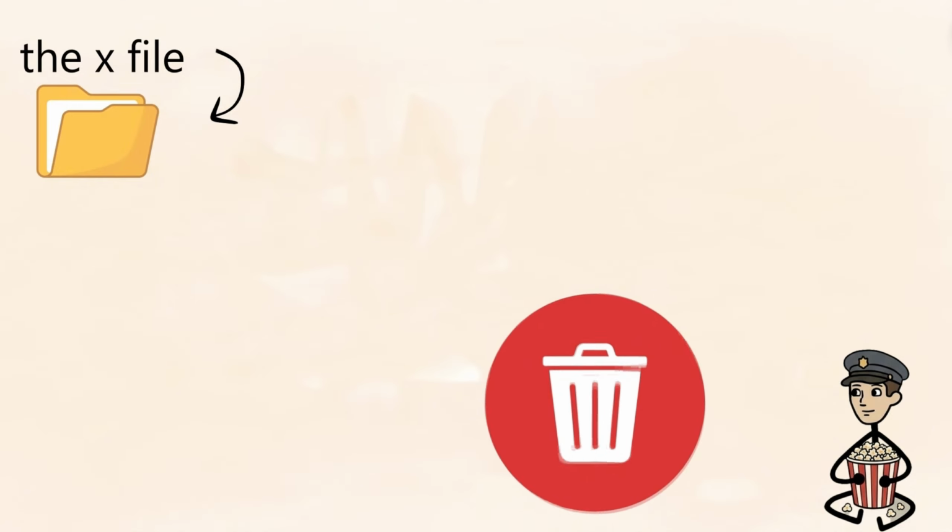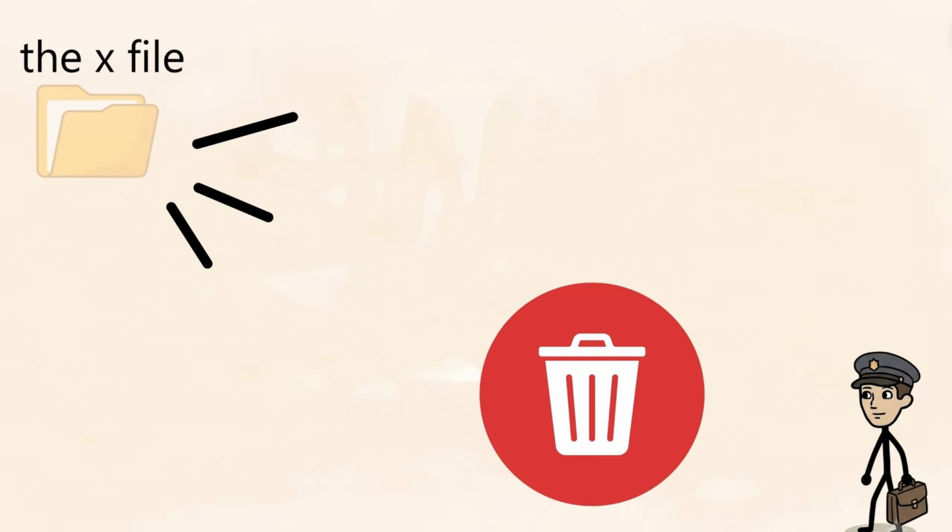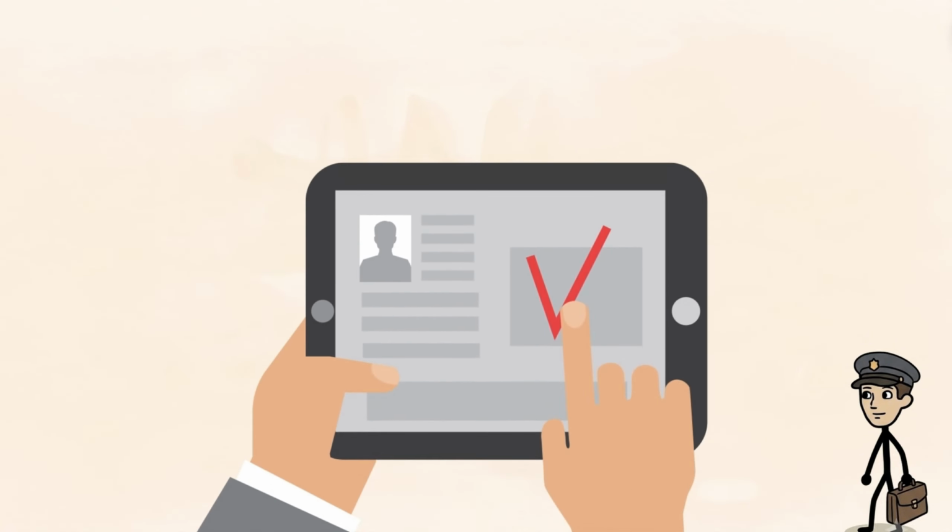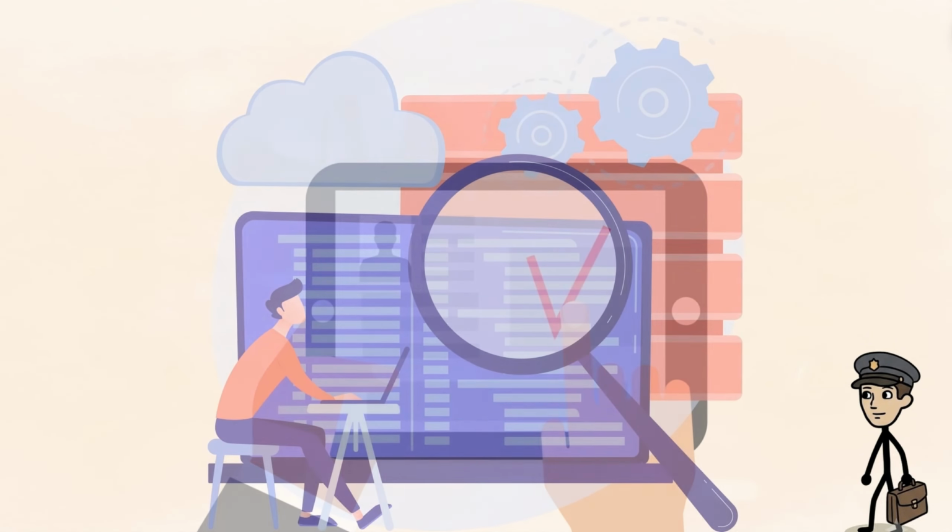Here's the part that should genuinely terrify anyone who has ever Googled something embarrassing at 2 a.m. Deleted files are rarely truly deleted. When you hit delete, your device doesn't actually erase the data. It just removes the label pointing to it, like tearing the table 7 sign off a restaurant table while all the food is still sitting there. The data is still on the plate. Someone with the right tools can just walk up and read the menu.